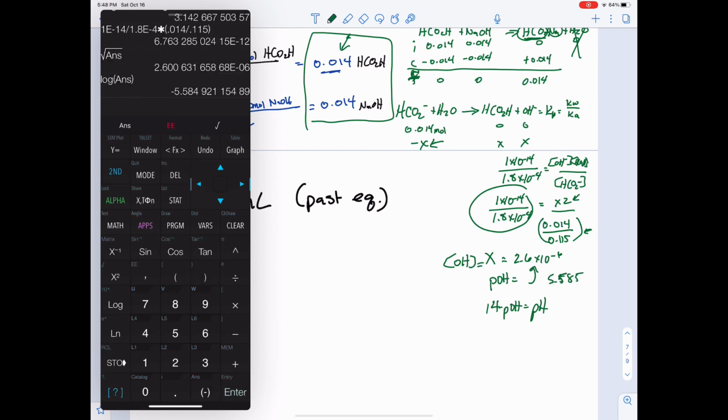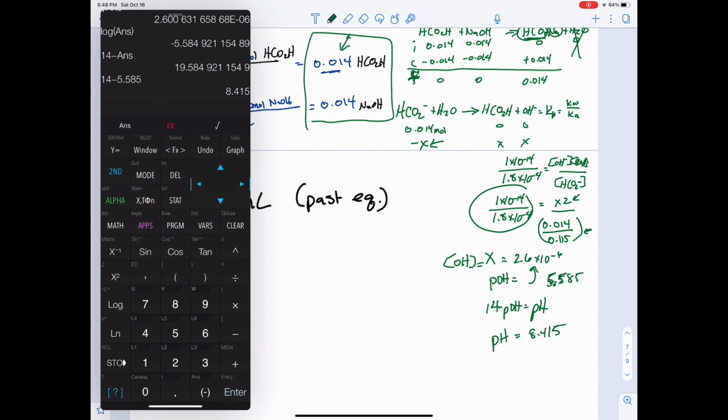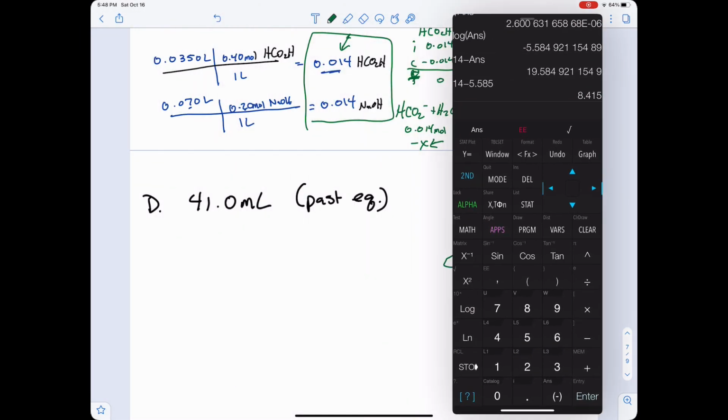And oops, I forgot. So I'm going to make that a positive number, even though I forgot the negative in there. So you can tell that I've got my pH is 8.415, and that makes sense because I'm past the equivalence point, and that's a little bit more than 7, so that makes sense.